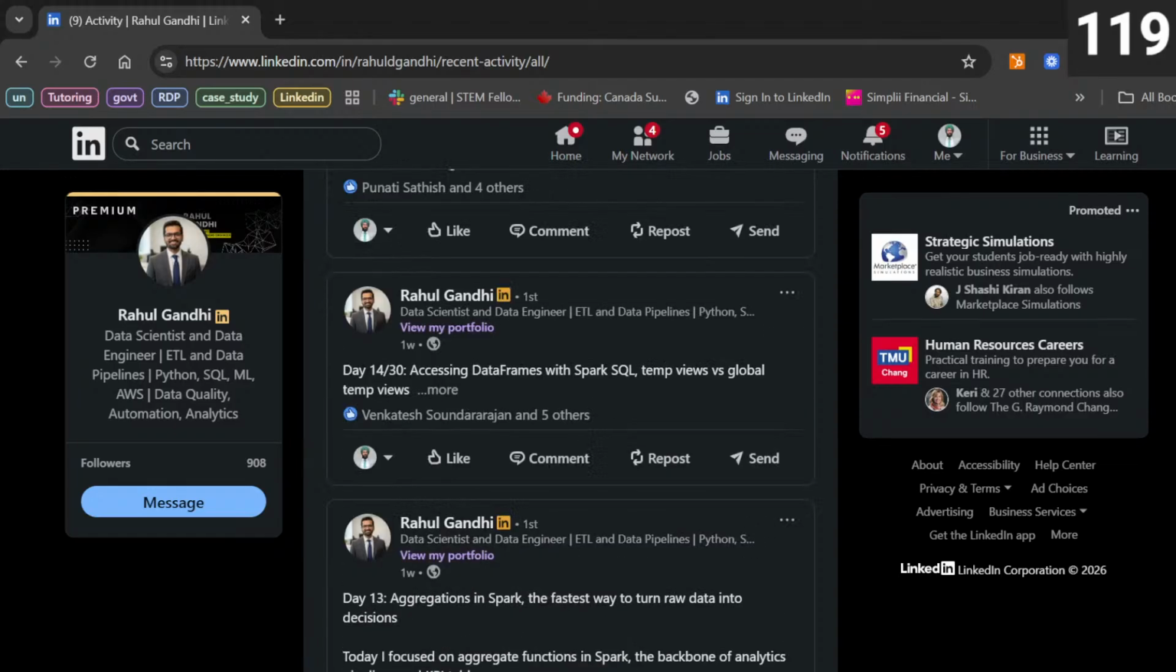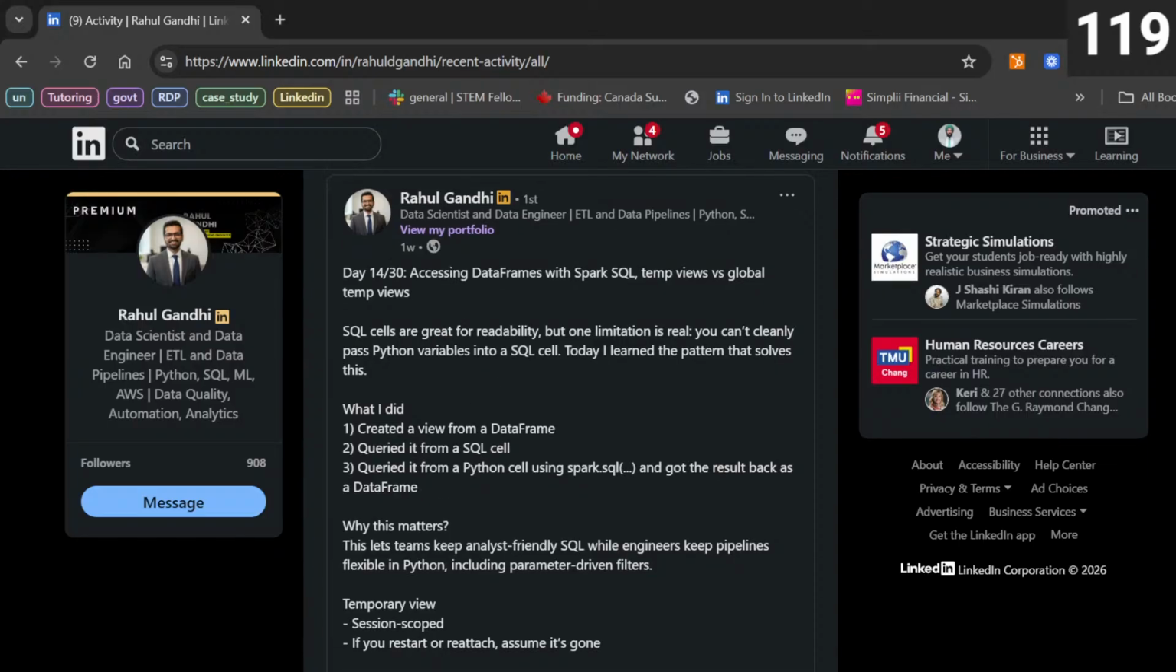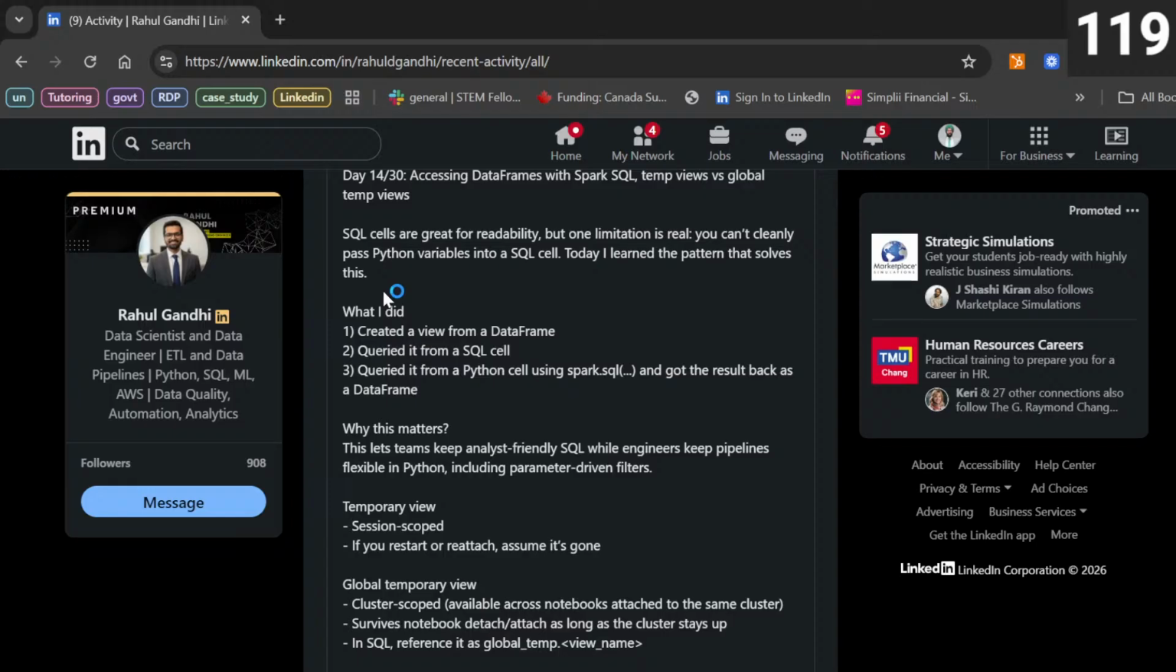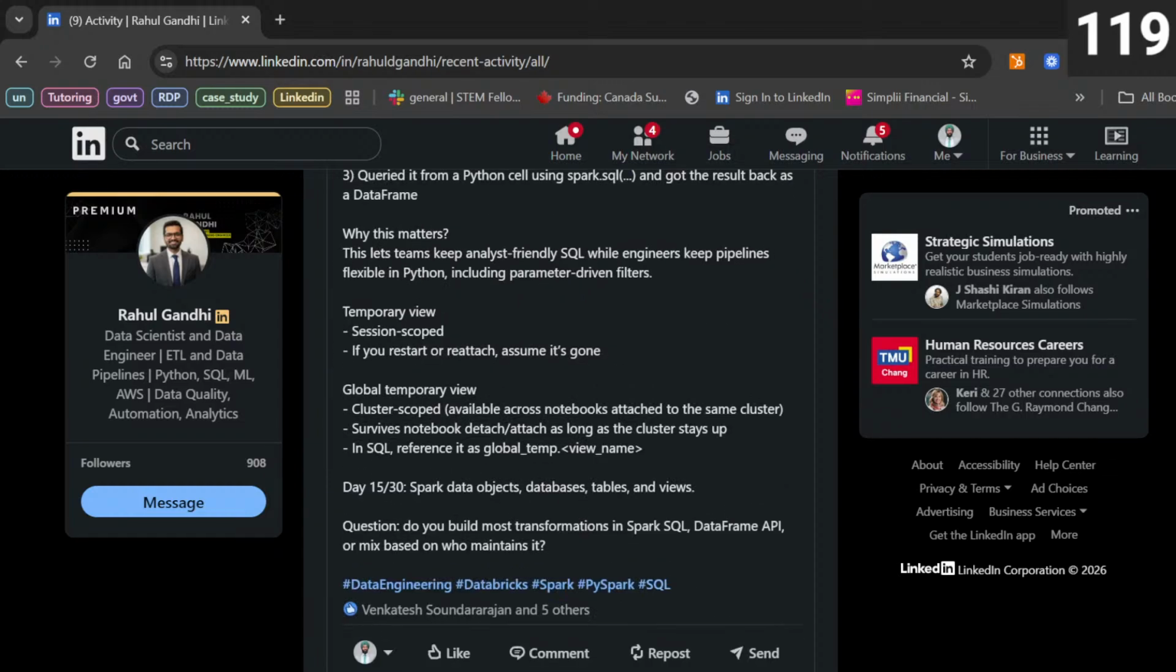Okay, what else? Accessing data frames with Spark SQL: temp views, global temp views. SQL cells are great for readability, but one limitation is real: you can't cleanly pass Python variables into a SQL cell. So you make a new view from a data frame, created from Python using spark.sql, and use it in a SQL cell. This lets teams keep things analyst-friendly with SQL while engineers keep pipelines flexible in Python. Temp views have session scope: restart or reattach and it's gone.